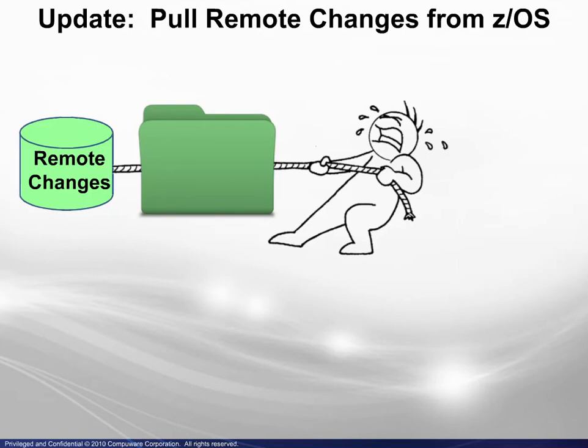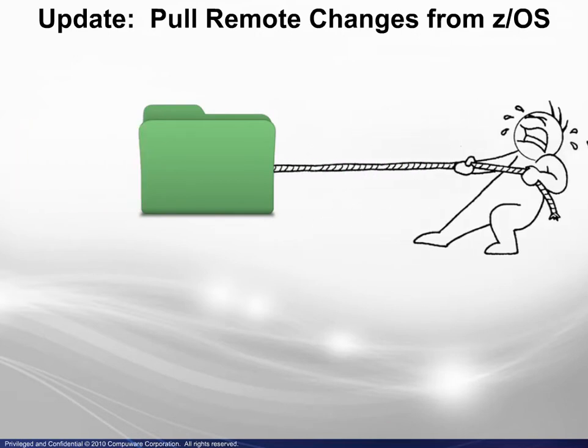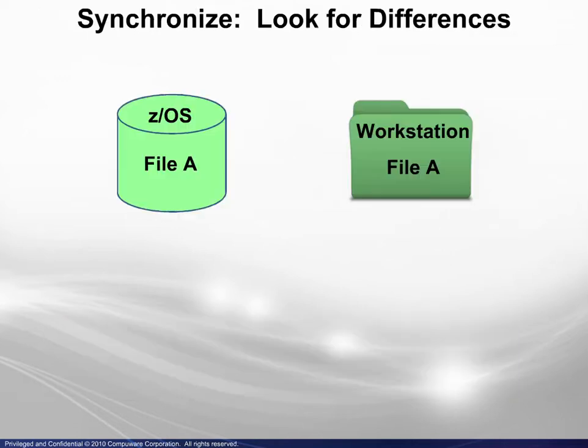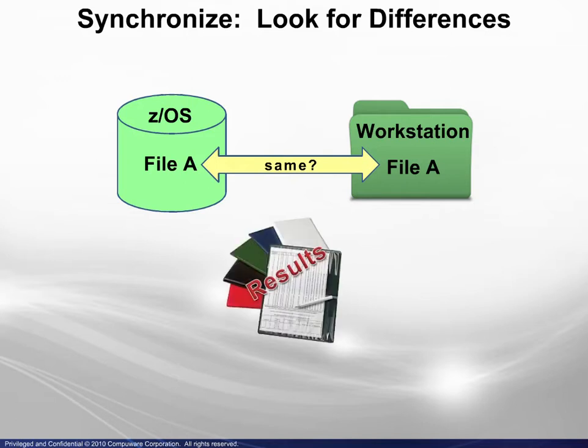To update is to pull remote changes from ZOS. The override and update option does check for conflicts and will prompt the user for confirmation before updating. The process of synchronization involves checking to see if the mainframe and local files are the same and informing the user of the results.